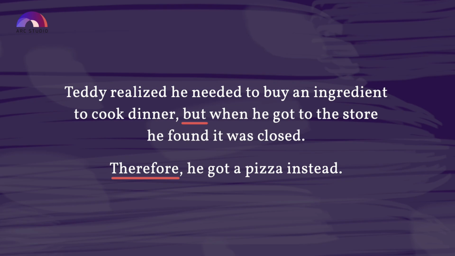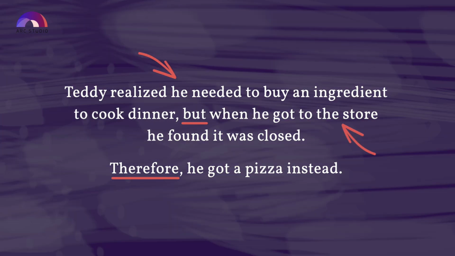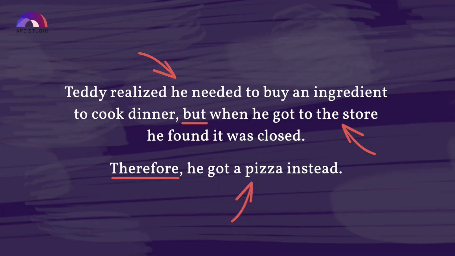That's a story in 3 beats. Teddy realized he needed the ingredient, he went to the store and saw it was closed, and so then instead he went and got a pizza. 3 beats with a happy ending. It's not the most exciting story in the world, but it is a story. It has a beginning, a middle, and an end. It also has a character who wanted something, went after that, and then failed. It's a story with 3 beats, a beginning, a middle, and an end.